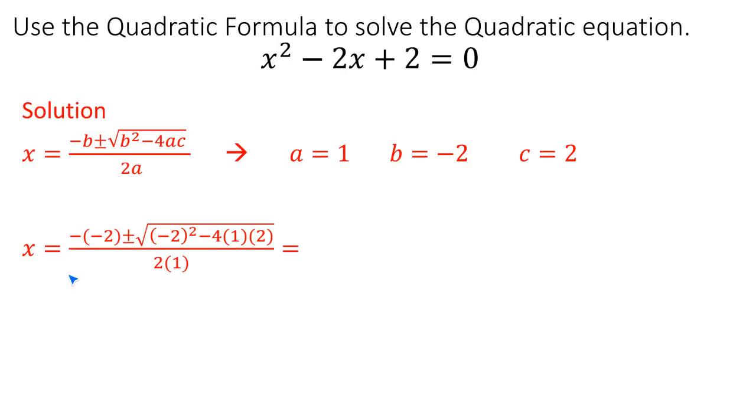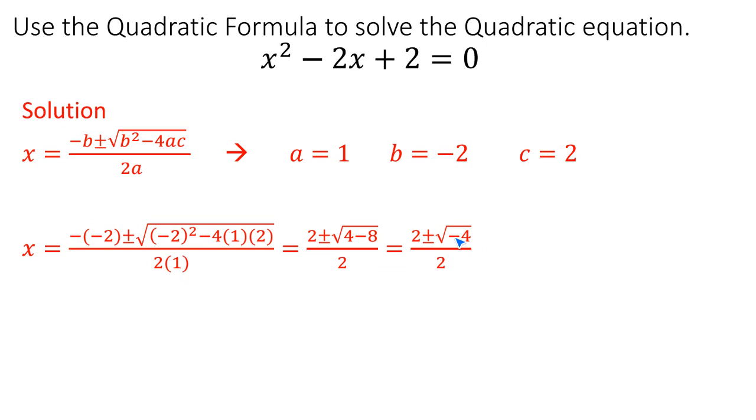If we plug that into the formula, we end up with negative b. b again is negative 2, plus or minus the square root of negative 2 squared minus 4 times 1 times 2, divided by 2 times 1. So we're going to go ahead and simplify. Negative negative is a positive 2. Negative 2 squared is 4. Negative 4 times 1 times 2 is negative 8, divided by 2. So 4 minus 8 is a negative 4. So we end up with the square root of negative 4.